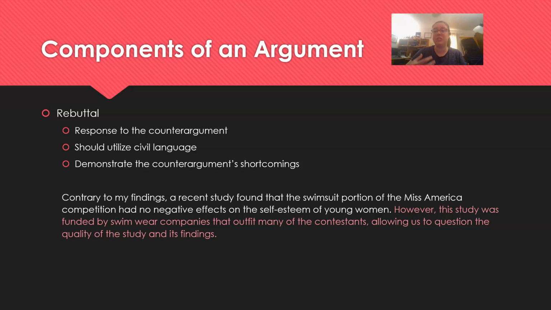So in this case, they're saying, yeah, we understand that you might be aware of studies existing saying there's really no issue, but it's important to remember that these studies were done by people who have a financial interest in the swimsuit competition remaining a thing and remaining relevant.